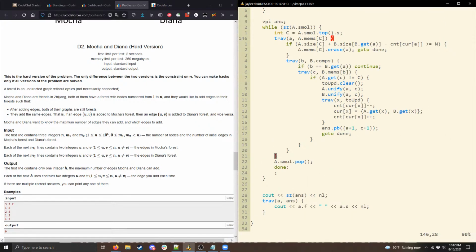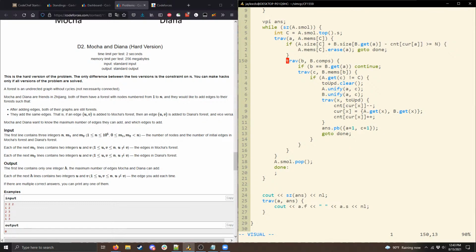find the smallest connected component in A. And for all members of that connected component, I check, okay, is there a valid edge here? And if not, then I say, okay, I'm going to erase this from the members of our component because we don't need to deal with it anymore.